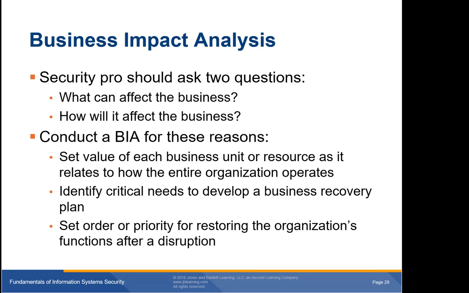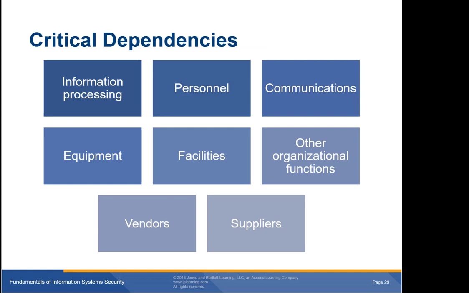A company that supplies heating oil is busier in the winter. Even the smallest outage in the winter can jeopardize that company's service agreements. That same company might easily withstand far more severe incidents, which means longer MTDs in the summer when load is minimal. The BIA must identify what your organization needs to support a company's critical operations. That means information processing, personnel, communications, equipment, facilities, other organizational functions, vendors, and suppliers.